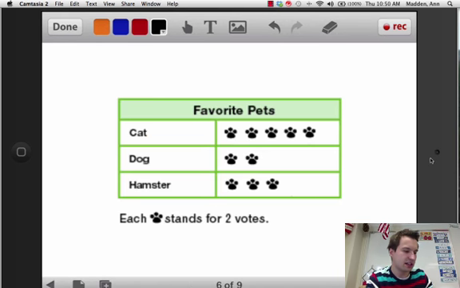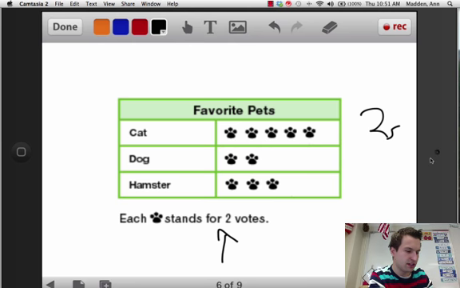Now, take a look at the next one. Can I just start counting it right away? Cats. 1, 2, 3, 4, 5. What do I notice right here? Each paw print stands for 2 votes. So this paw print isn't 1 paw print, it's actually 2. So I need to count by 2s. My interval will be 2s.